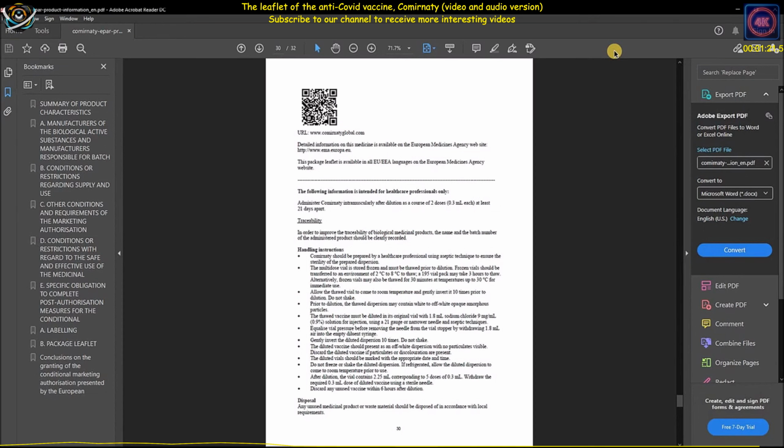Discard the diluted vaccine if particulates or discoloration are present. The diluted vials should be marked with the appropriate date and time. Do not freeze or shake the diluted dispersion. If refrigerated, allow the diluted dispersion to come to room temperature prior to use. After dilution, the vial contains 2.25 ml corresponding to 5 doses of 0.3 ml. Withdraw the required 0.3 ml dose of diluted vaccine using a sterile needle. Discard any unused vaccine within 6 hours after dilution. Disposal: any unused medicinal product or waste material should be disposed of in accordance with local requirements.